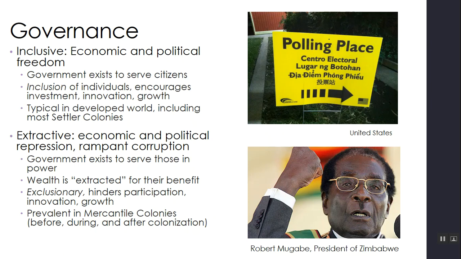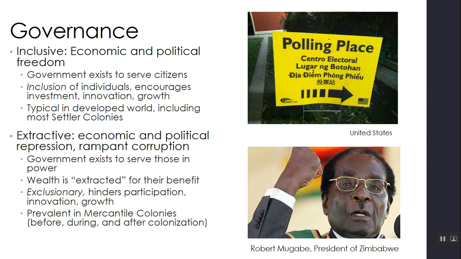I want to talk a little bit about governance systems, and we have two main types. I'm not talking about socialist versus democratic, but inclusive governments, where you have economic and political freedom generally, and that government exists to serve the citizens. There's an inclusion of individuals, and it encourages investment, innovation, and growth. At the top there in the United States, there's a polling place where you can go to vote and you can do it in multiple languages. In the United States, we have no official language. Many people think it's English. It's not. You can go to the DMV and take your driver's test in about 20 different languages.